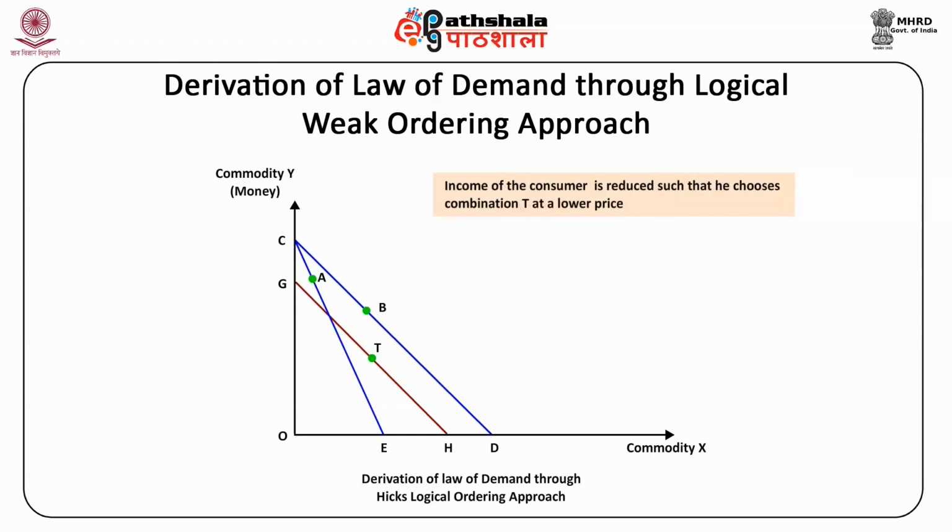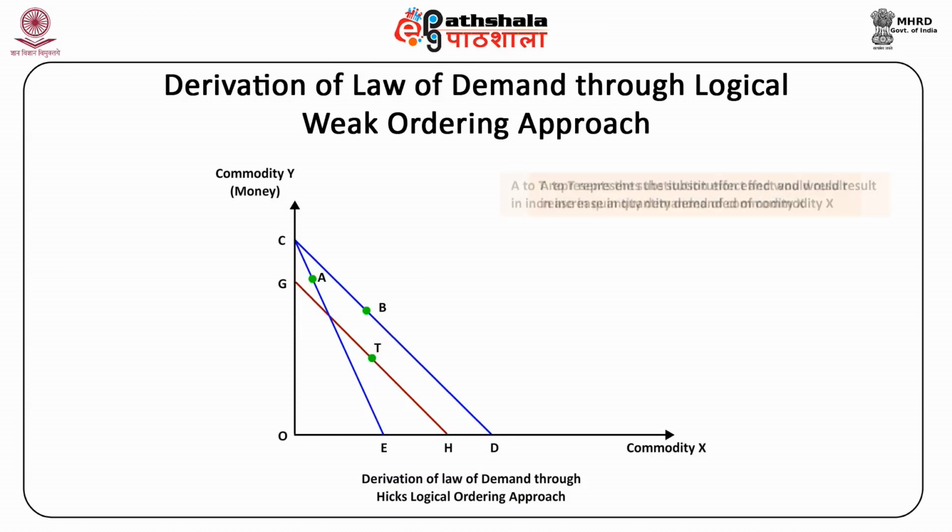Income of the consumer is reduced such that he chooses combination T at a lower price. At this lower price and lower income, this combination is indifferent to combination A. The substitution effect measures the effect of the change in relative prices with real income constant. On the other hand, income effect measures the effect of the changes in the real income. It is shown in figure when the income is reduced by compensating variation, the new price income line GH intersects the CE line below the combination A. On the new price income line GH, the actual chosen combination is T.